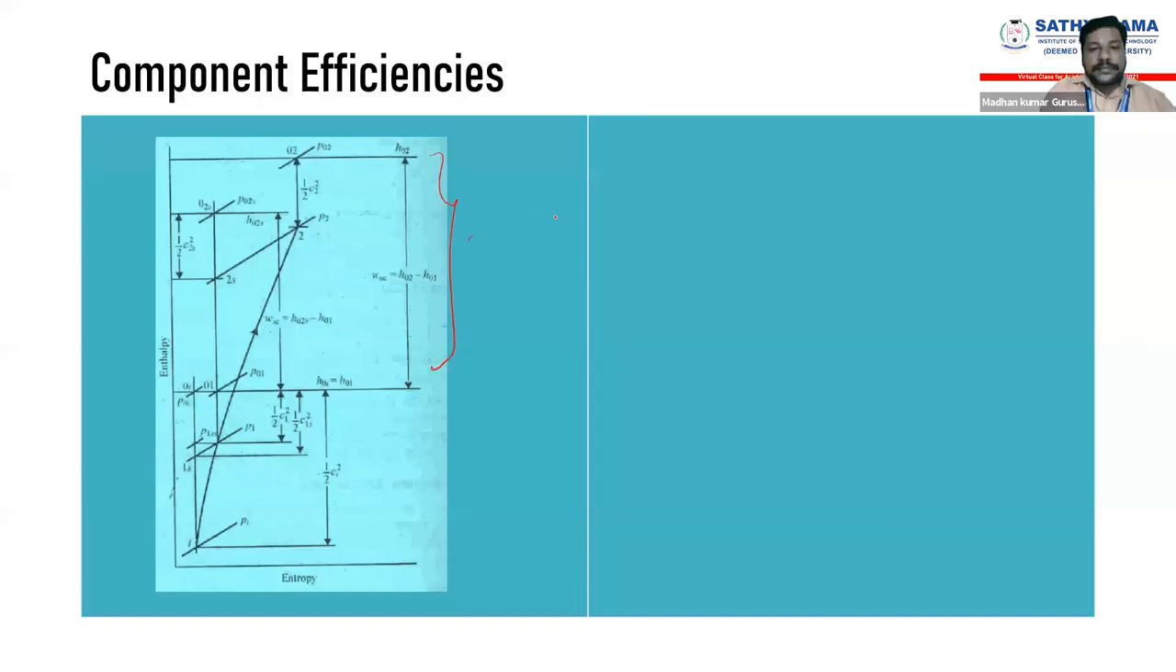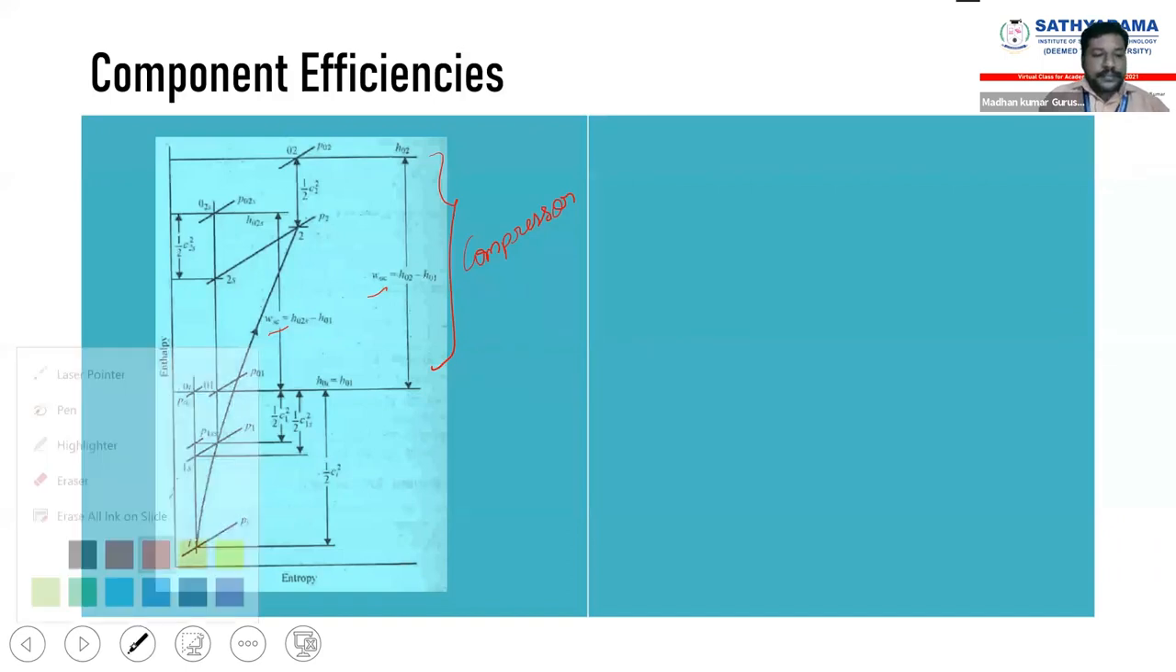This is the compressor portion. In this compressor portion, we have two different work done. One is your isentropic work done, and the other one is the actual work done. And in compressor efficiency, the state is from 1 to 2. Now, I am going to solve it for compressor efficiency. So, how is it coming? Let us see one by one.